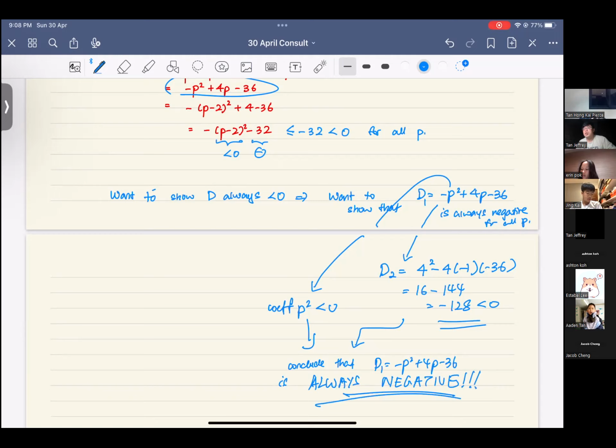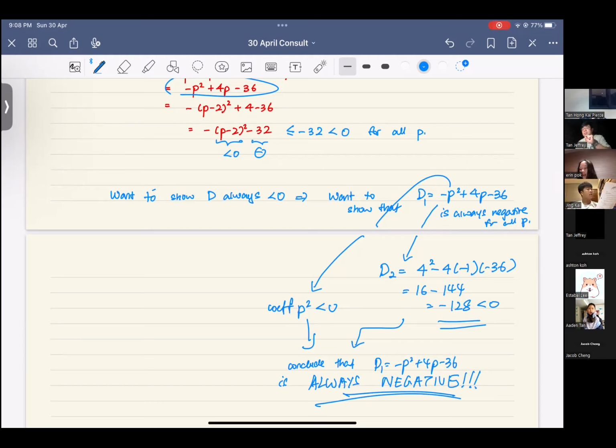That's why I call it Inception, like you dream in a dream. You're calculating the discriminant of the discriminant. The concept is that if you want to prove that this discriminant is always negative, we can treat it like a function and find the discriminant of this discriminant.